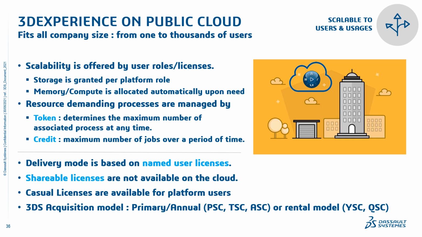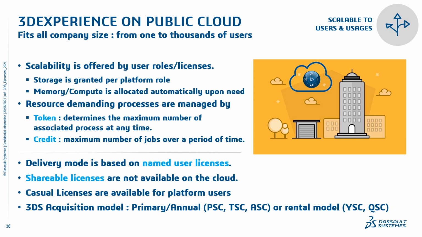So there's nothing to do from the customer to request additional resources, CPU or memory, to increase the performance. It is monitored. For specific usages requesting additional resources, such as simulation or bulk data export, additional resources are allocated thanks to tokens or credits. About licenses or roles, I would say the specific compared with on-premises is the fact that shareable licenses are not made available. Other acquisition models are the same, primary and annual charge or rental model. So a customer can choose a mix of models of engagement with the exception of the shareable license.